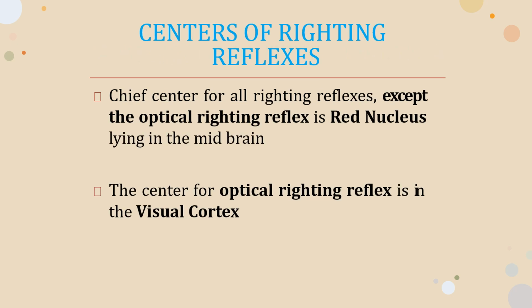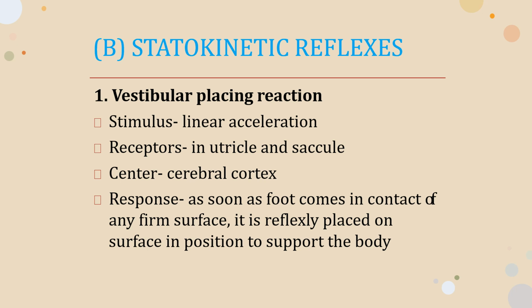The center for these righting reflexes, except the optical righting reflex, is the red nucleus lying in the midbrain. And for the optical righting reflex, the center is in the visual cortex. And the statokinetics. Till now we have seen various static reflexes: local static, segmental static and general static. All these reflexes are very important. So what happens to these reflexes when we cut the animal at different sections? That is in experimental animals.